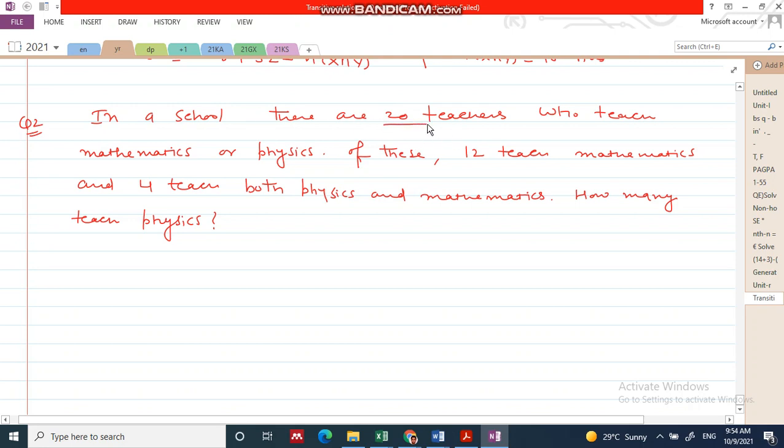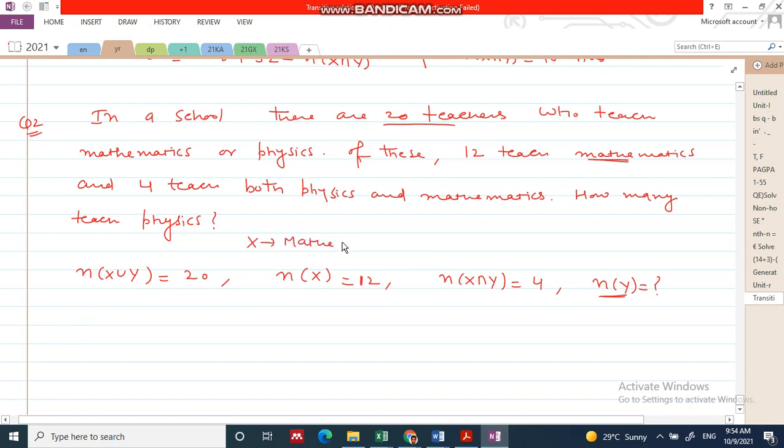So you see that the number of people who teach either mathematics or physics, they are equal to 20. Okay. And number of teachers who teach mathematics, okay, they are 12. And number of teachers who teach mathematics and physics both, they are 4. Okay, so we want to find number of people who teach physics. Okay, here x represents teacher teaches mathematics, and y represents teacher teaches physics.